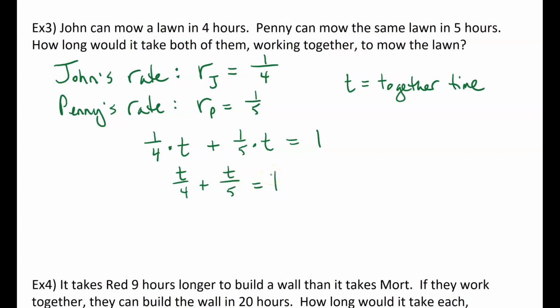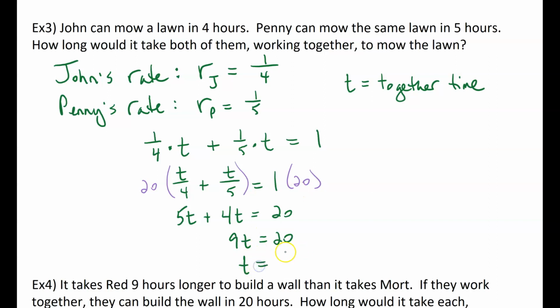Do we just have another rational expression like we did before? Yes. What are we going to do to solve? Common denominator, which is going to be 20. Multiply both sides by 20. In the first one, 20 over 4 is 5, so we get 5t. In the next one, 20 over 5 is 4, so we get 4t, equals 20. We combine our like terms: 9t is equal to 20, which means t is equal to 20 over 9.